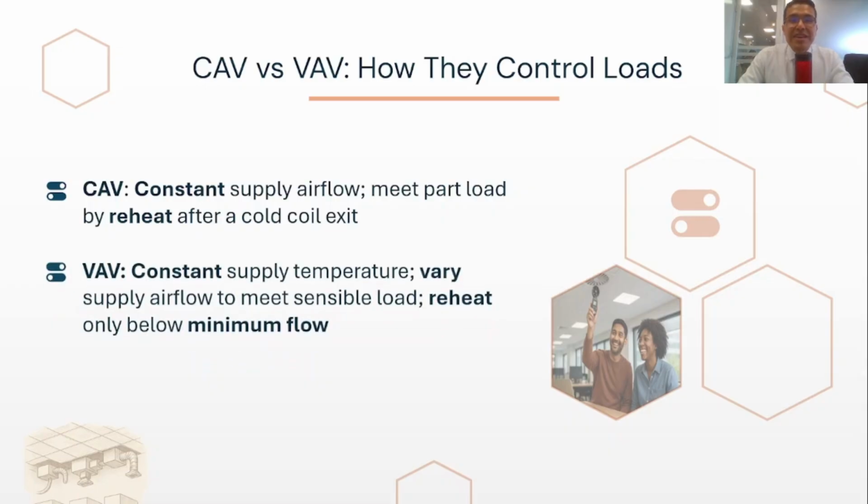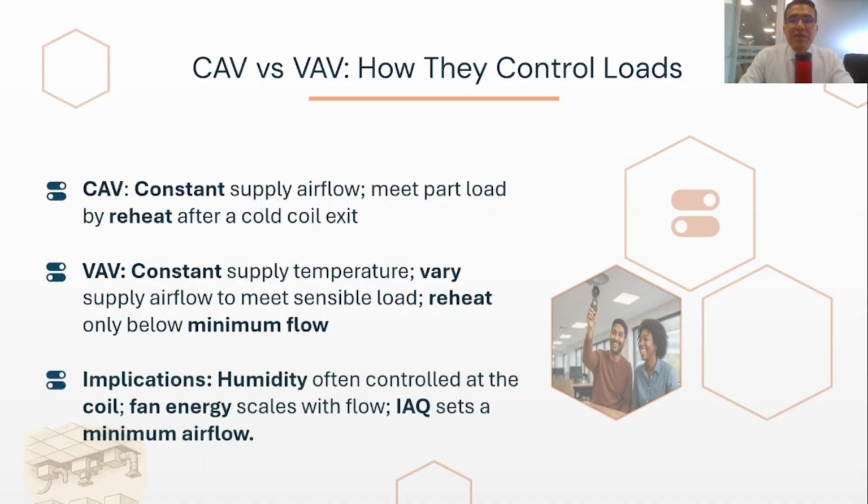In VAV, the supply temperature is held roughly constant, while the airflow is throttled to track the sensible load, so the airflow is changing. Reheat is needed only when the zone is at or below the minimum flow required for ventilation or air movement, because if you give too much airflow that is cold, you're going to cool the environment below the comfort zone. So you need to reheat this air before it enters the zone. This typically reduces coil and fan energy at part load.